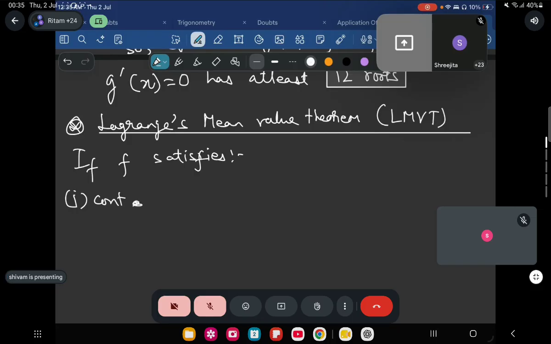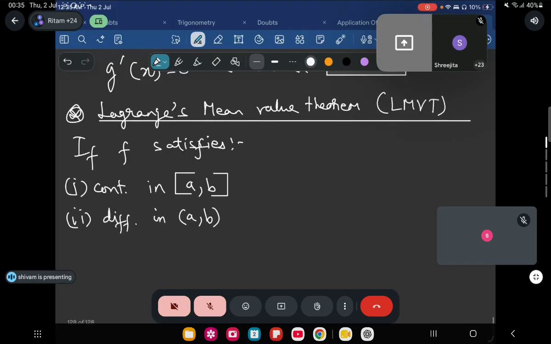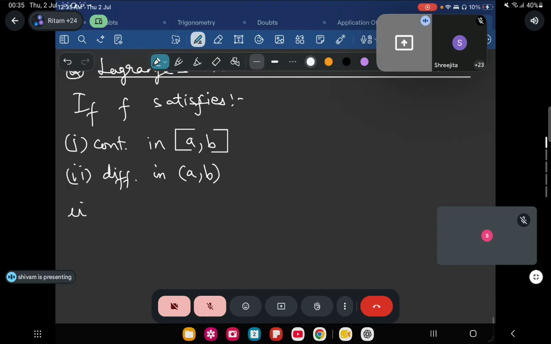Number one, continuous in the closed interval A comma B. Number two, differentiable in the open interval A comma B. Okay, everyone. Number three, f of A may or may not be equal to f of B. Okay, it is not necessary, everyone.